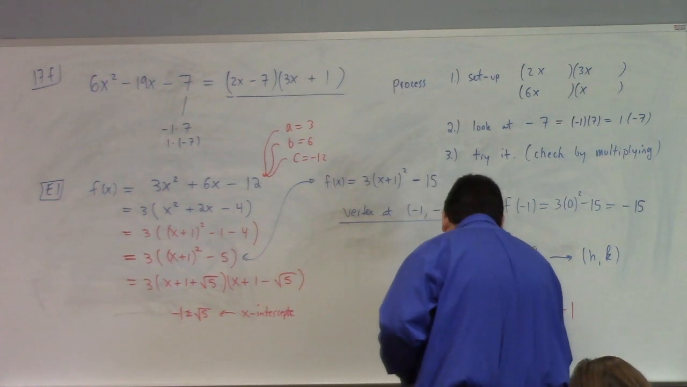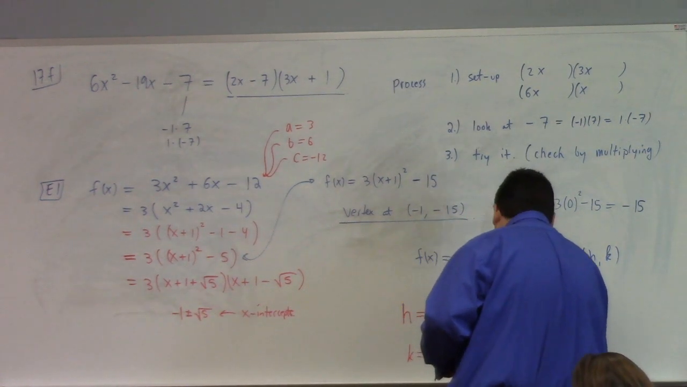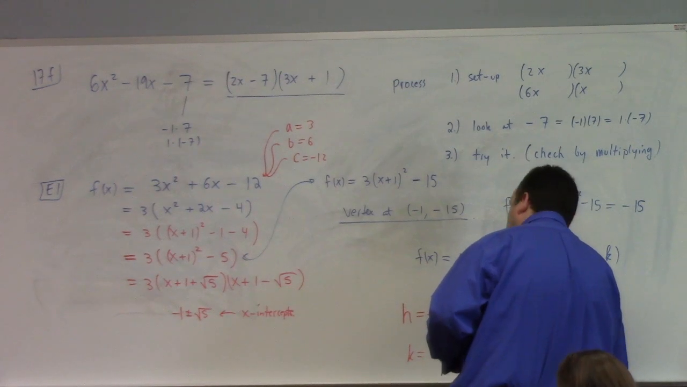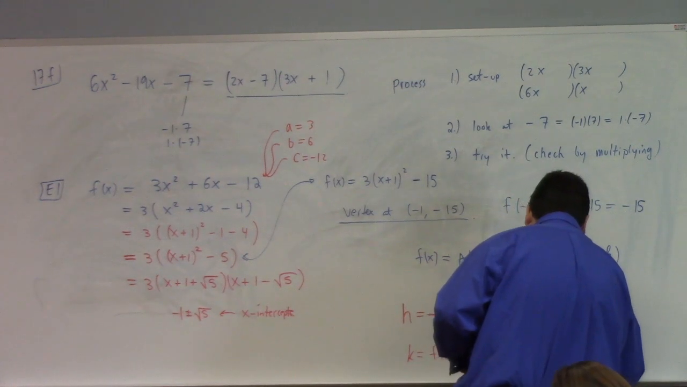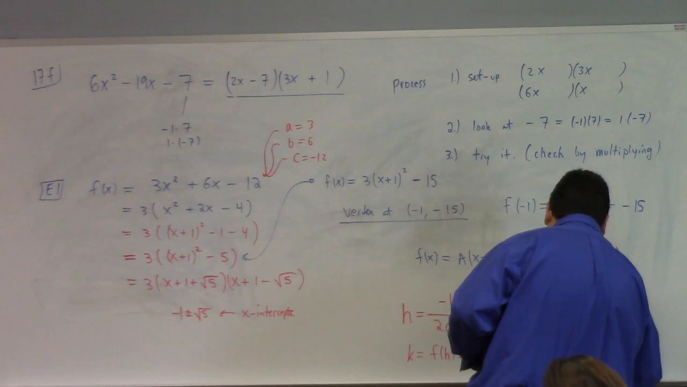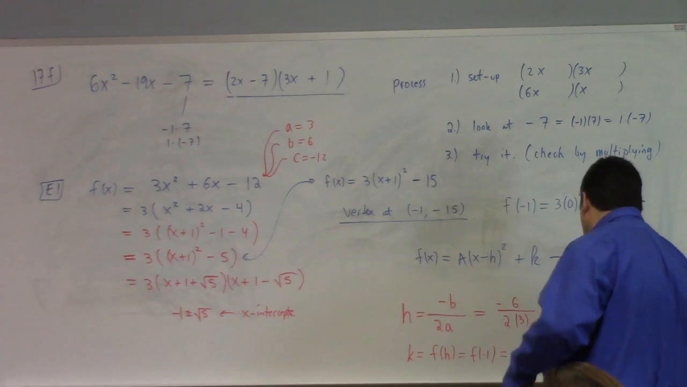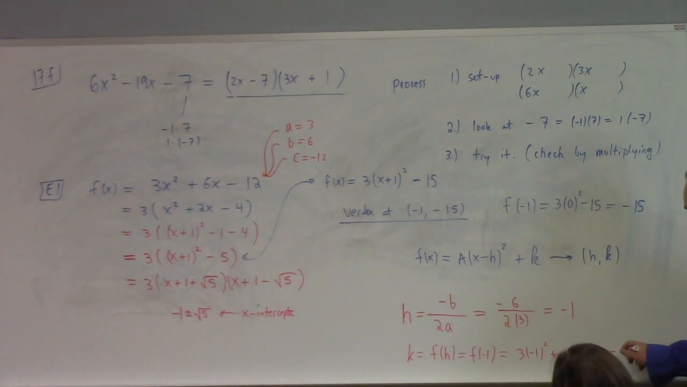So f of -1 in this case would be 3 times -1 squared plus 6 times -1 minus 12, which is equal to 3 minus 18, also known as minus 15.